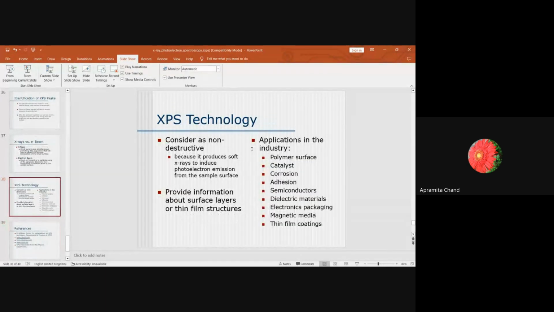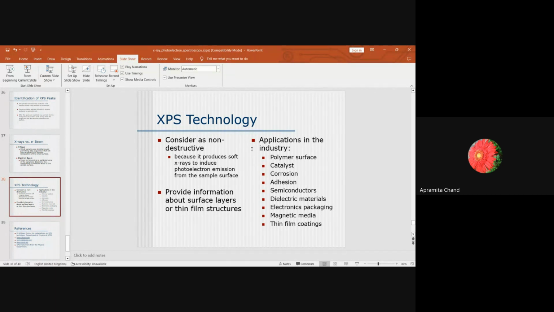Why is XPS technology preferred? Because it is considered non-destructive. Whatever little damage is done to the surface is not conspicuous at all. It also produces soft X-rays to induce photoelectron emission from the sample surface. So we are getting lots of information about surface layers or thin film structures.